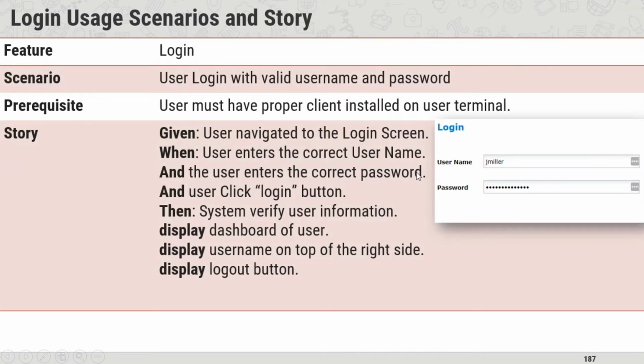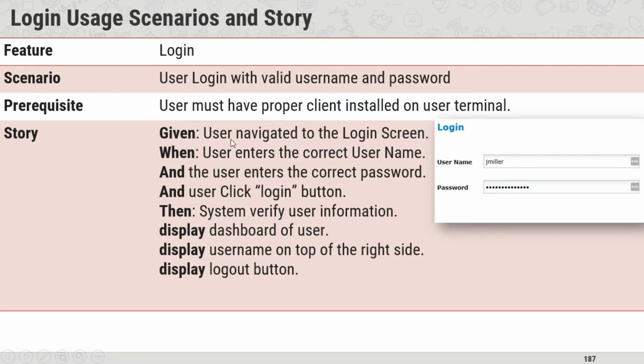So the feature is the login. Now again, in that login, what will be the scenario? The scenario, the story, will be if the user logs in with valid username and password. This is the story. So how will this be accomplished? So the prerequisite for this is that your user must have a proper client installed or user terminal. So you should have that kind of facility. Then your story begins. What will happen when the user logs in with a valid username and password?